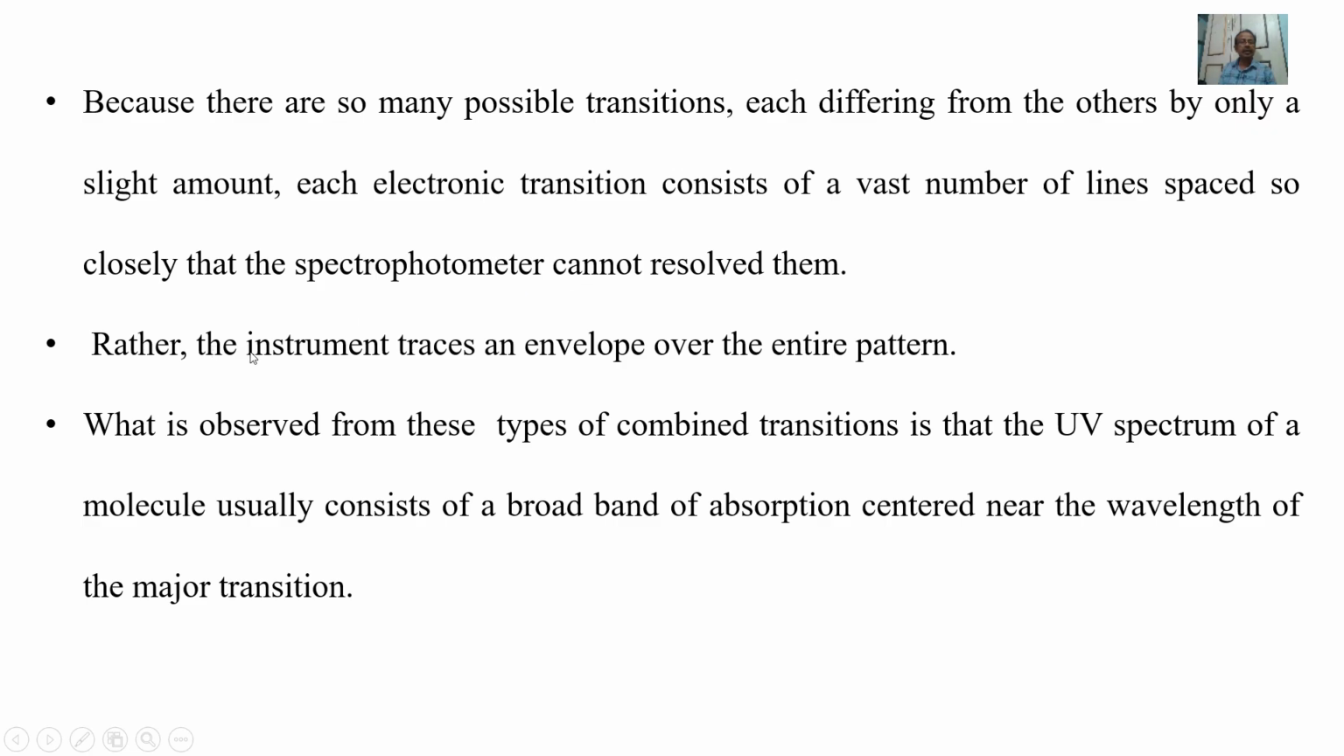Rather, the instrument traces an envelope over the entire pattern. What is observed from these types of combined transitions is that the UV spectrum of a molecule usually consists of a broad band of absorption centered near the wavelength of the major transition.